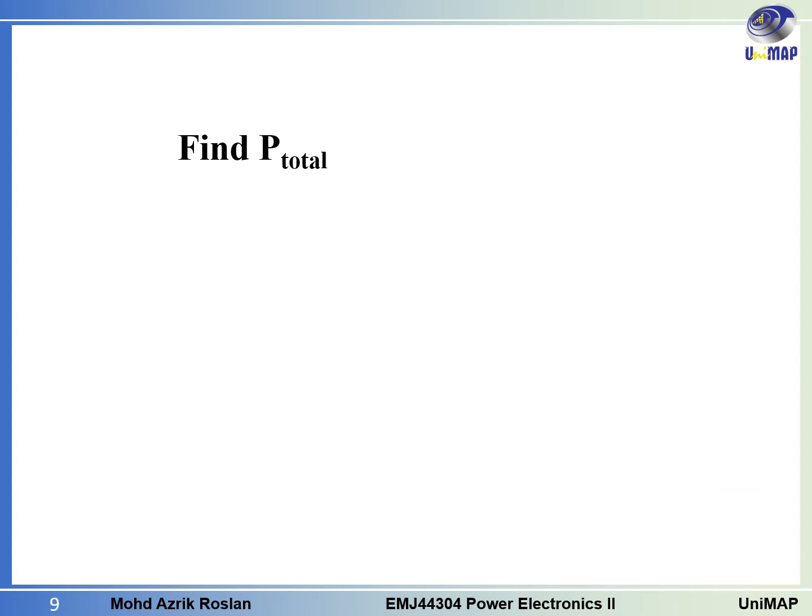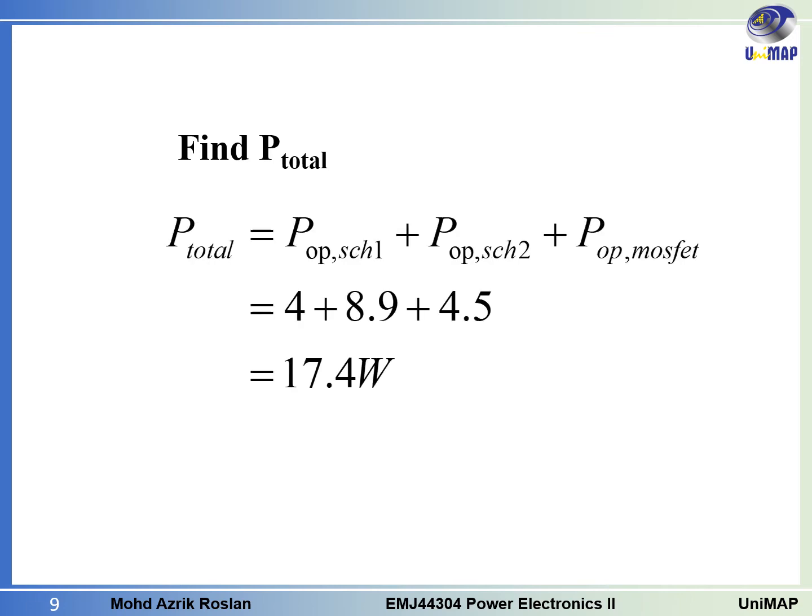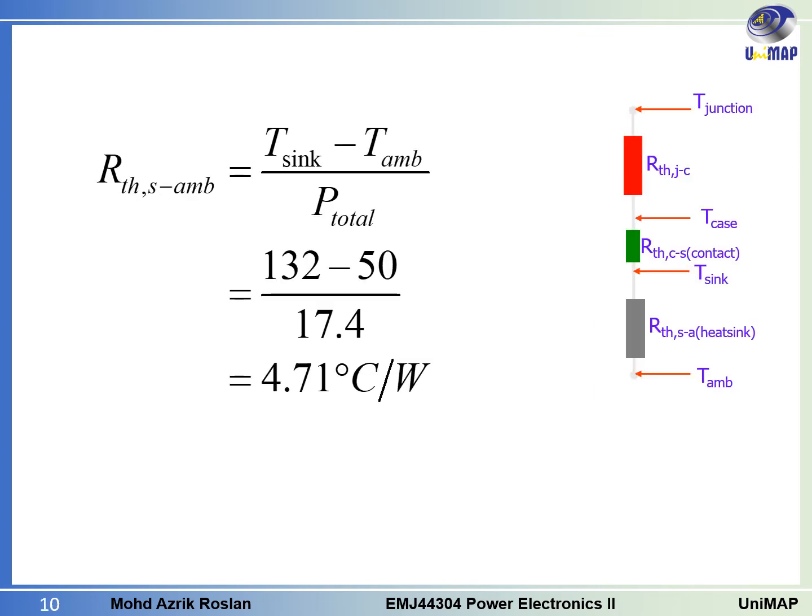So now that we already got all the power dissipation for Schottky 1, Schottky 2 and the Mosfet, we can find the total power. The total power is, okay, you will just add all of them, 4 plus 8.9 plus 4.5, the total power of 17.4 watt.